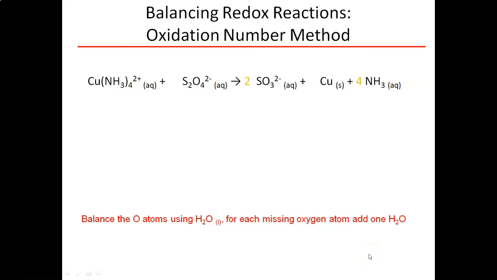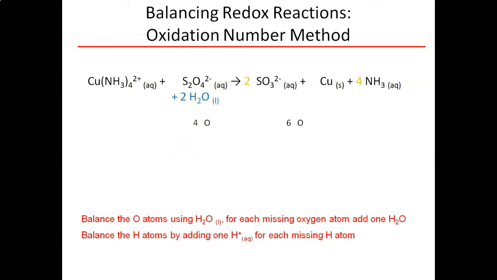Now I'm going to balance my oxygen and hydrogen. I'm going to add 1 water for each missing oxygen. So I have 6 oxygens over here, with only 4 there, so I add my 2 waters. And then I'm going to add 1 proton for each missing hydrogen atom. I have 16 over here, and I only have 4 here, so I add 4 protons.